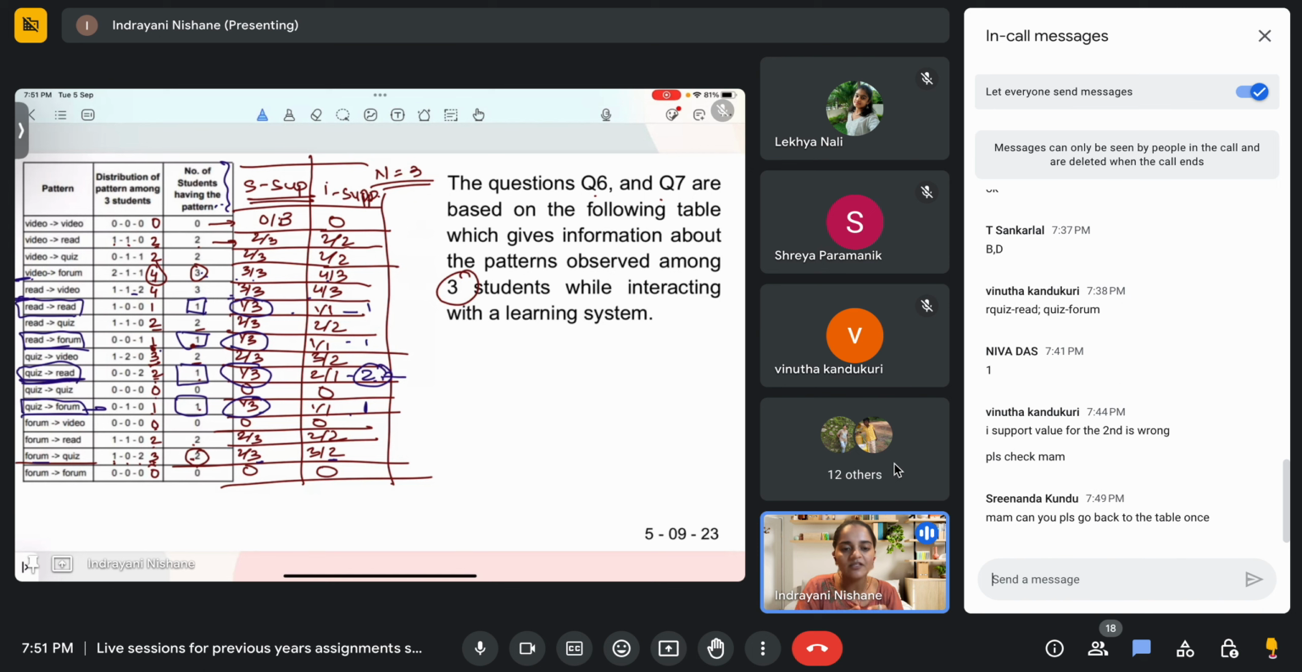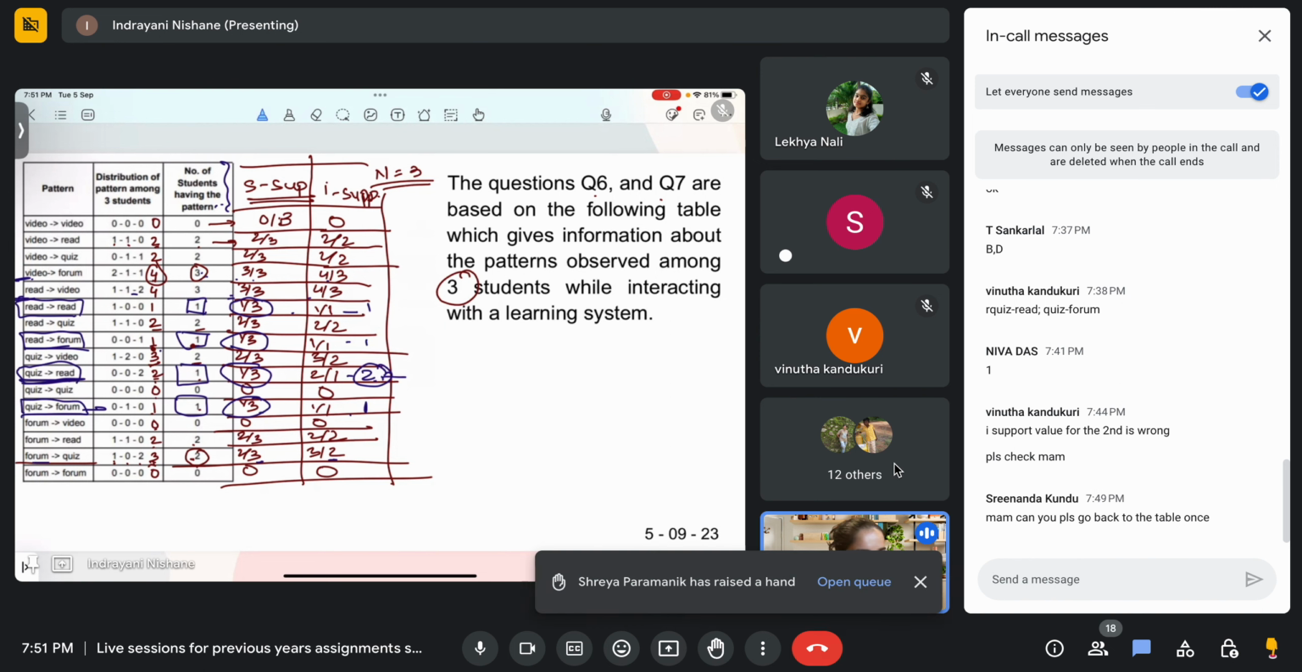S support value can't go beyond 1. 1 is the highest value S support can have, between 0 and 1, whereas I support can go above and beyond 1. So this is 3, and so 1 and 1. Then here 4 by 3, 1.33, is also the same for both the patterns. So these two patterns are the most significant out of all the patterns. Okay? Video to forum and read to video. Yes, Shreya?